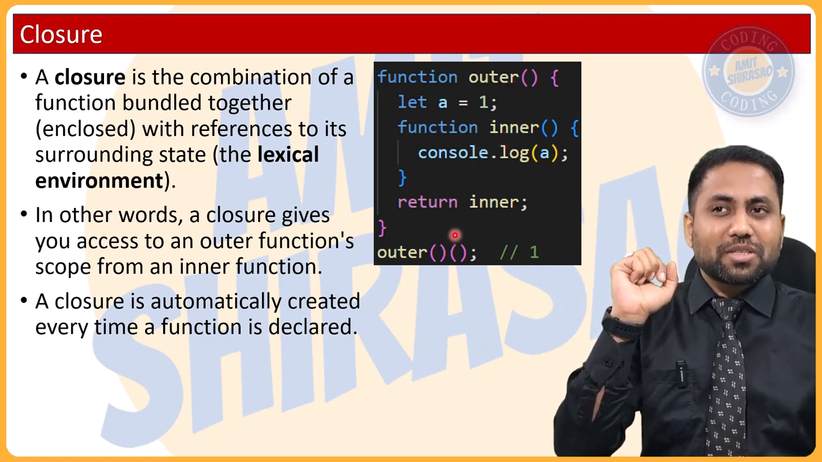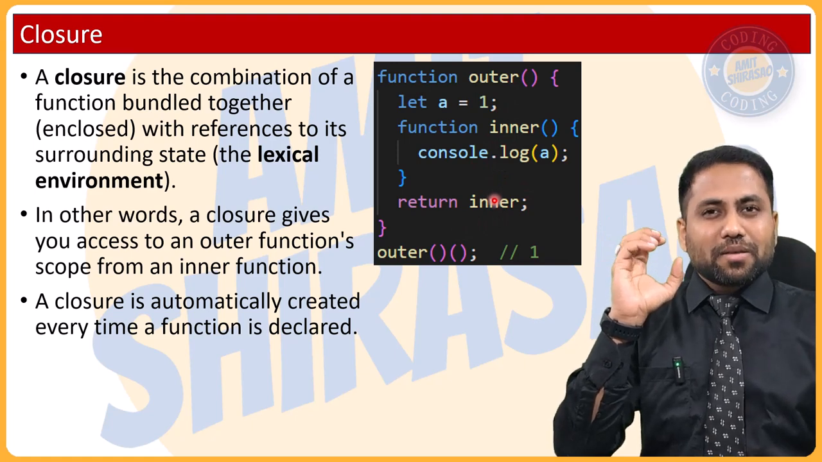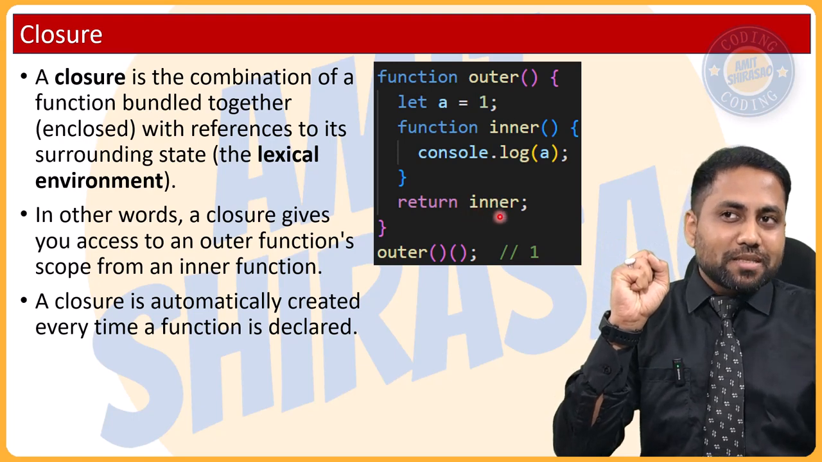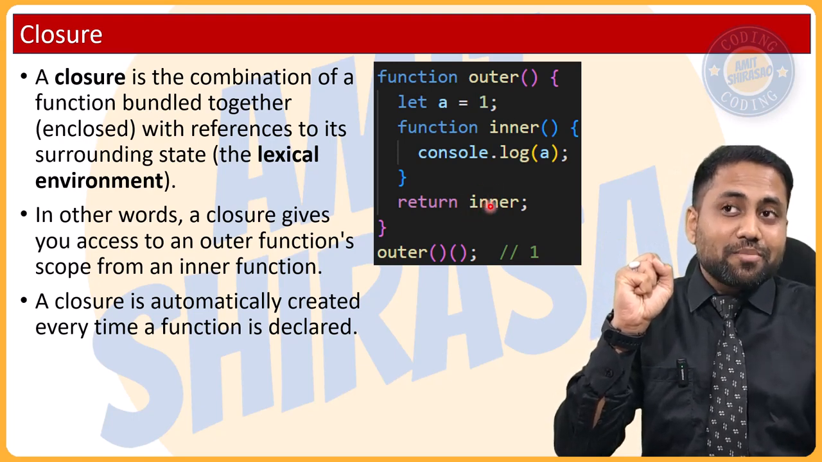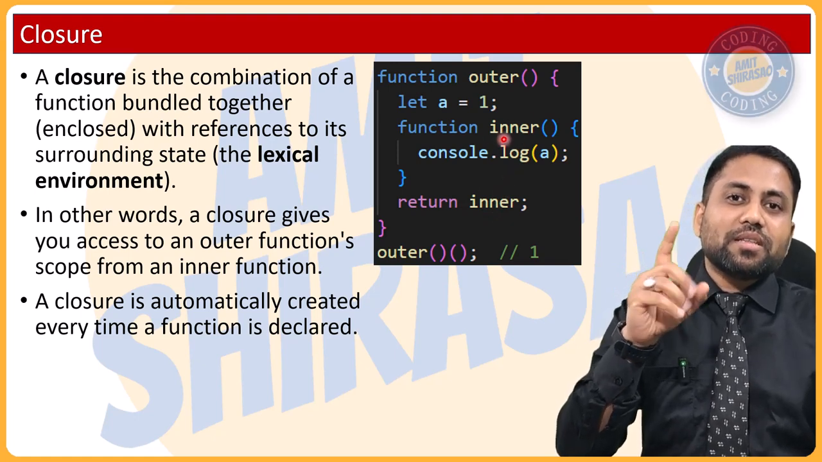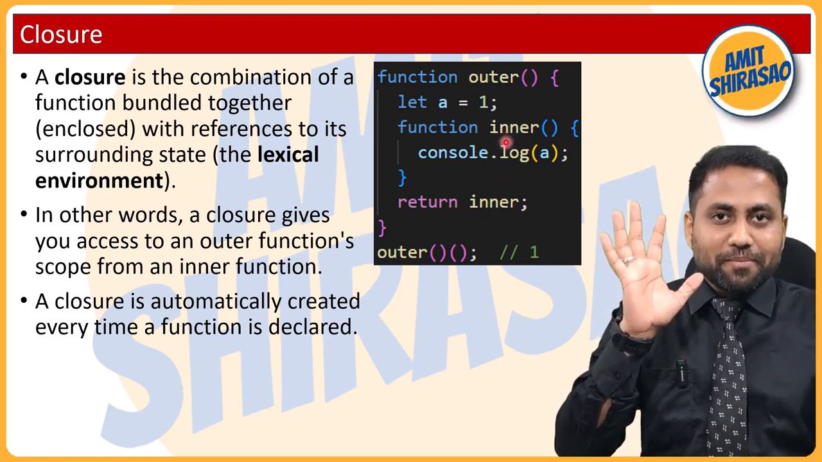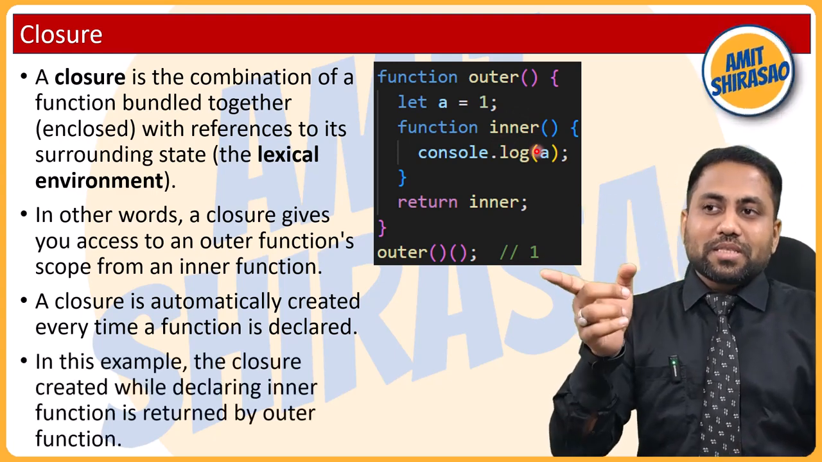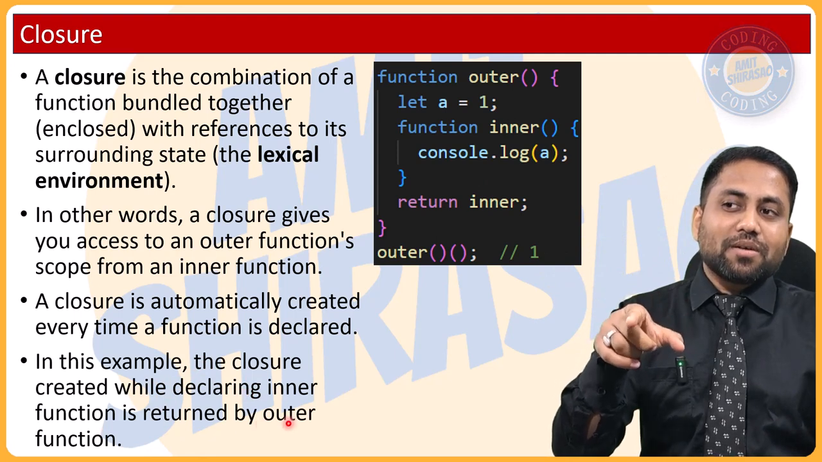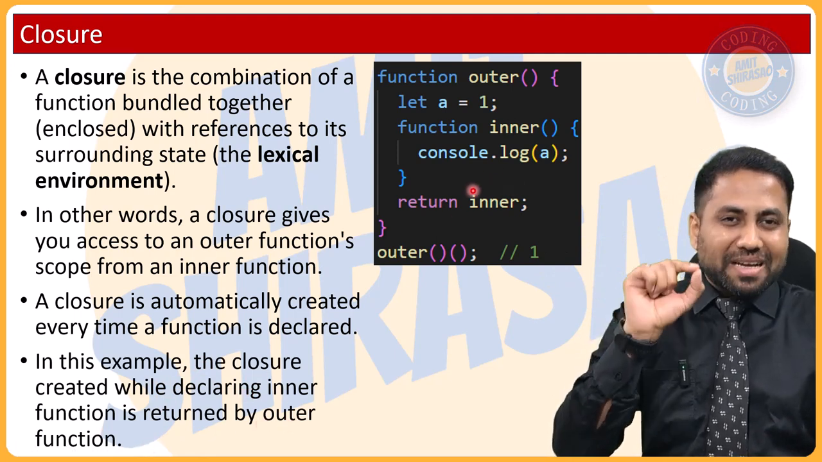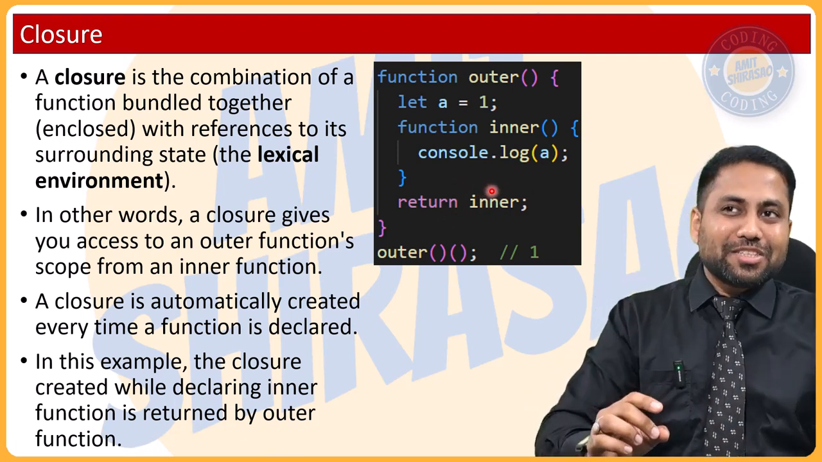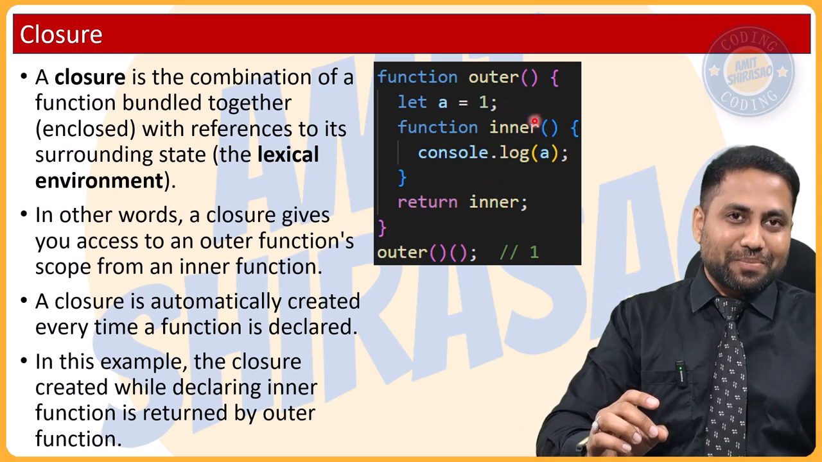You are returning one function. Actually, you are not returning the function alone. You are also returning its lexical environment. So what I can say here is I am not returning inner. Basically, I am returning the closure which got created when function inner got created. So in this example, the closure created while declaring the inner function is returned by the outer function. I'm not returning the inner function. I am returning the closure which got created while creating this function.